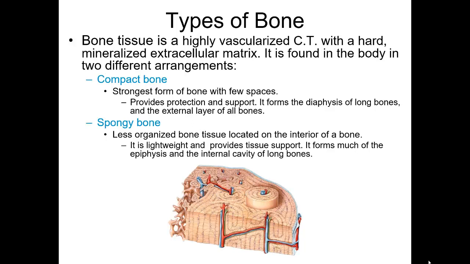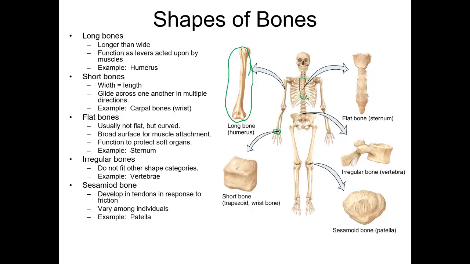Short bones are wider than they are long. So for example, your carpal bones and your tarsal bones, so wrist bones, are examples of short bones. Flat bones are plate-like. So for example, your chest plate, the sternum, that is an example of flat bones. Irregular bones. An irregular bone is a bone that does not have a particular shape to it. So it does not fit any other shape category. So an example of this is your vertebrae.